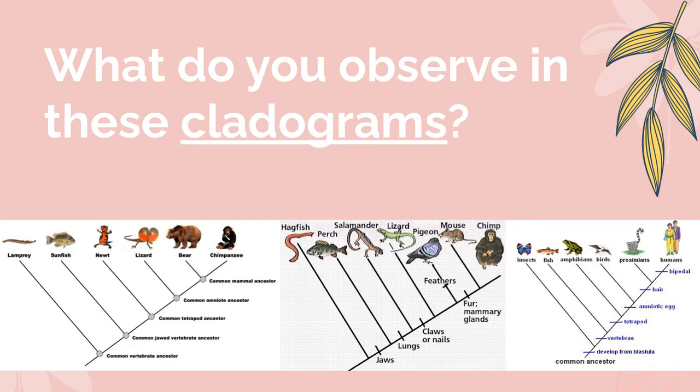So go ahead and take a second and think, what do you observe about these cladograms? Well, hopefully you notice that there are species here. So there are organisms at the top and that they are separated by lines. I hope you also notice that there are these nodes here that indicate the common ancestor. So those are at the nodes. In between the nodes, we have the trait that changed between the organisms. So for example, the difference between salamanders and lizards is that lizards have claws or nails.